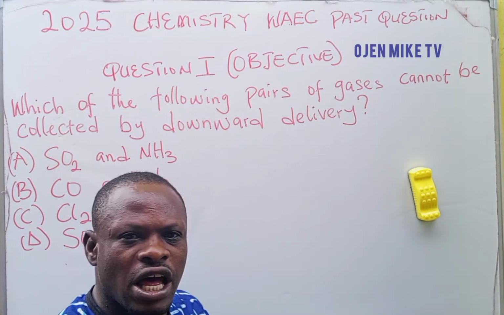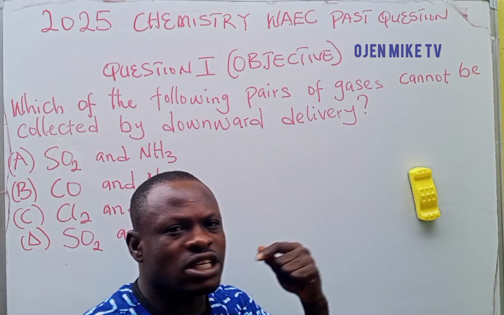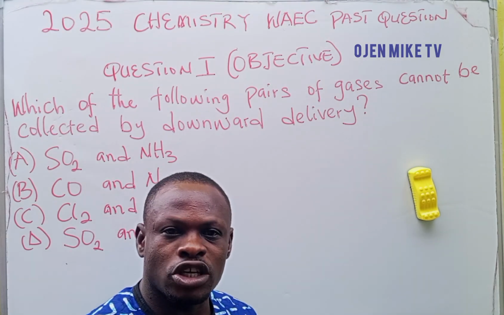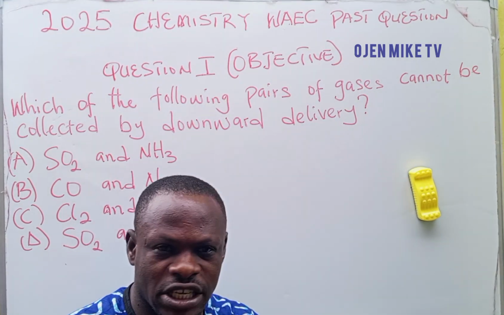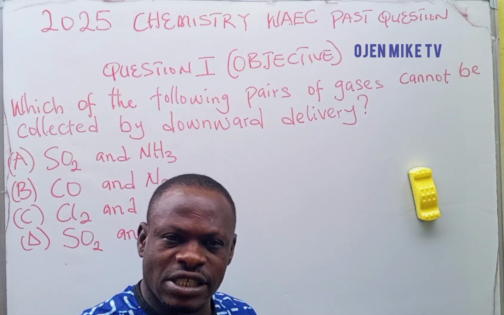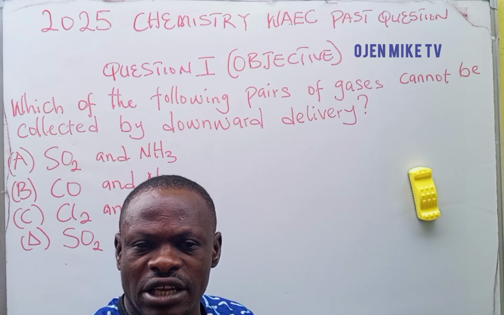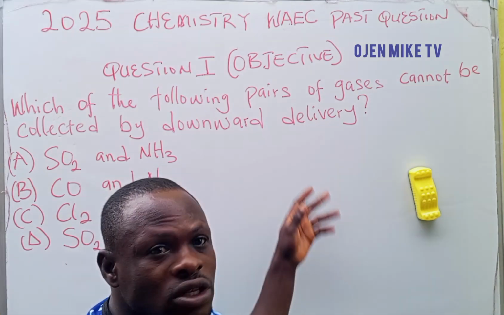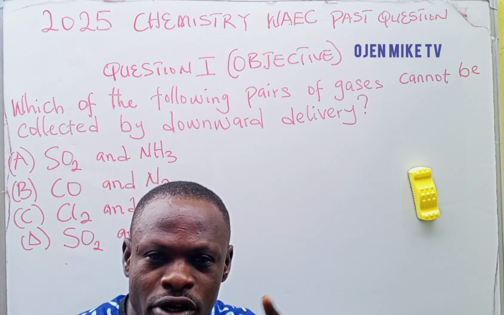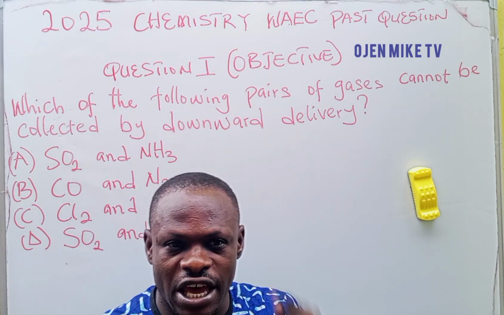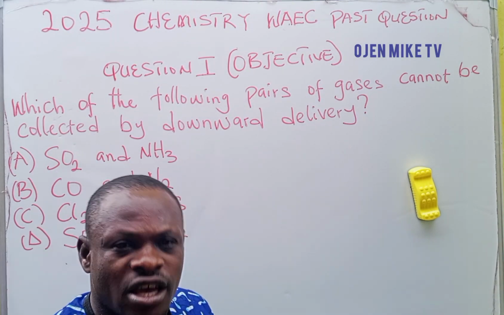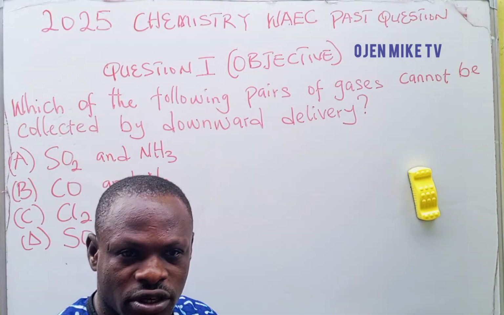Downward displacement. It is either called downward displacement, downward delivery, or downward displacement of air. What that means is that those gases that are heavier than air can be collected using downward delivery. I repeat, those gases that are heavier than air can be collected by downward delivery, while those gases that are lighter than air can be collected using upward delivery. Is that understood?